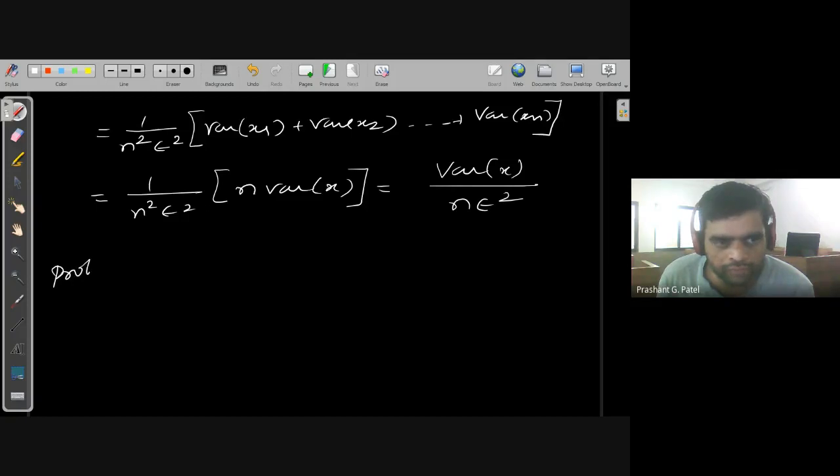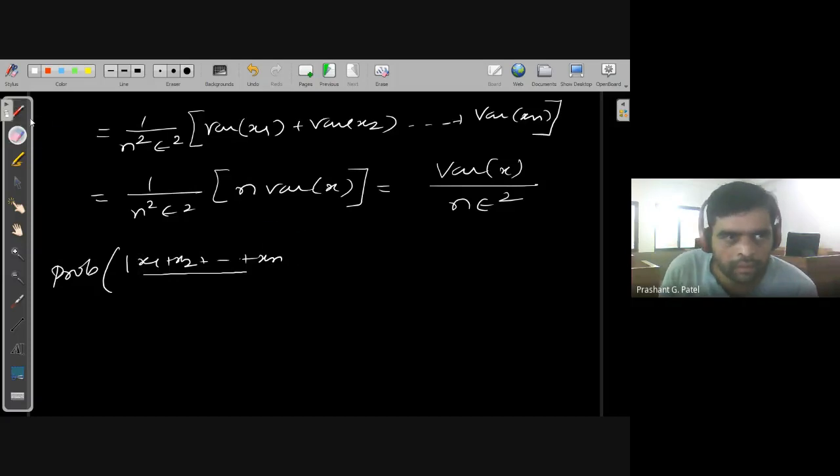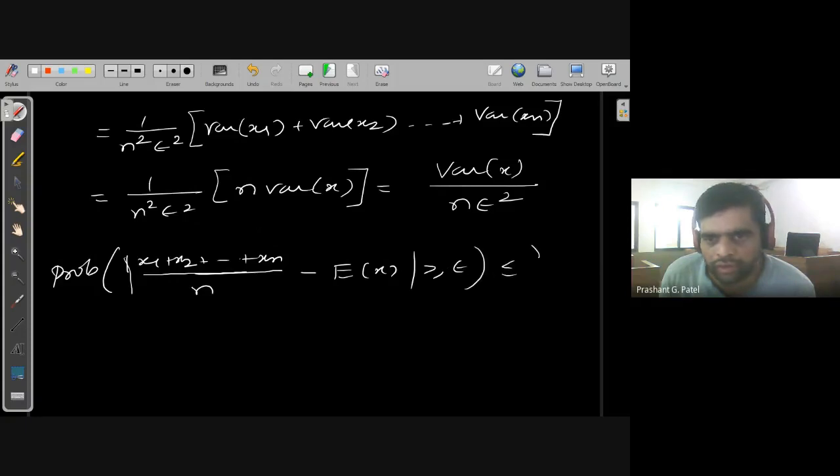And that is exactly what we need: the probability of |(x1 + x2 + ... + xn)/n − expected value of x| greater than or equal to epsilon is less than or equal to variance of x upon n epsilon square. The law of large numbers is quite general and applies to any random variable of finite variance.